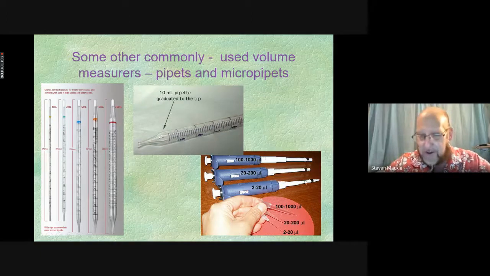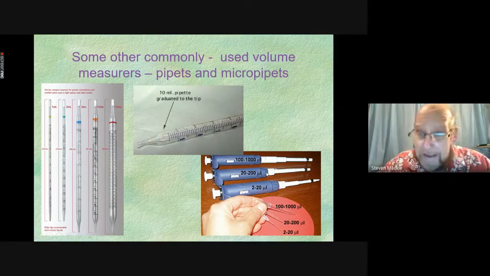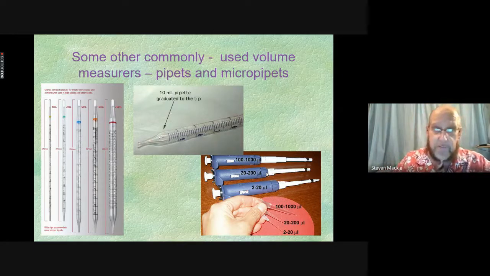These things down here are micro pipettes. These are used, well, when I work in a DNA lab, this is what you use because these measure in microliters. Microliters, believe it or not. Crazy. Okay.